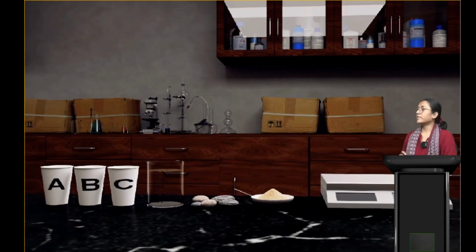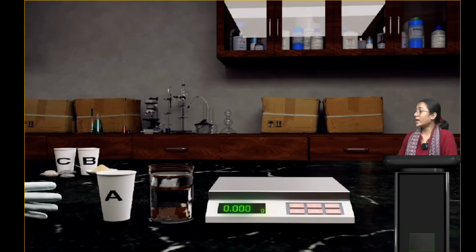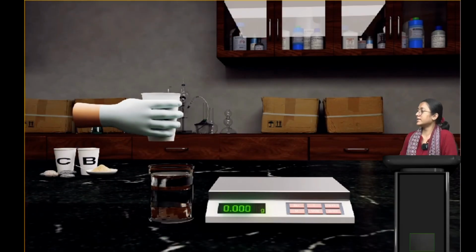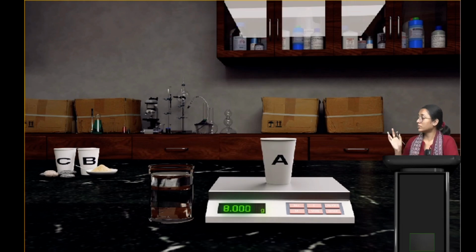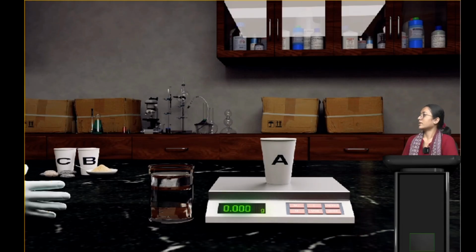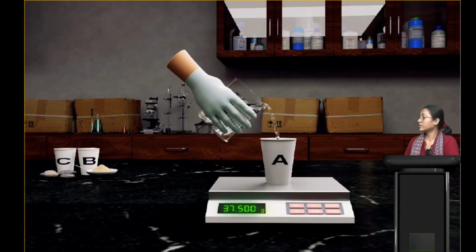So now we will observe one very interesting activity here. There is this one weighing machine, and there are three paper cups, A, B, C, as we can see here, and there are various kinds of objects which we will be weighing now. In the first case, there is this paper cup named A. Its weight is almost 8 grams, and after taring it, now we will be pouring some water into the first cup.